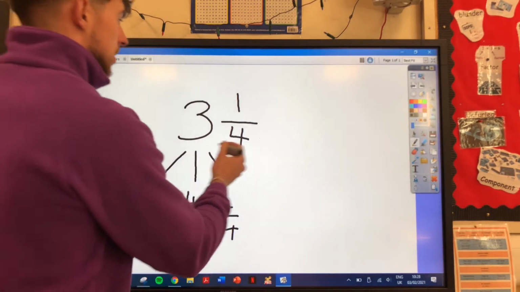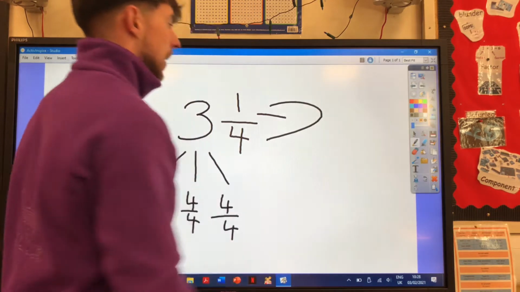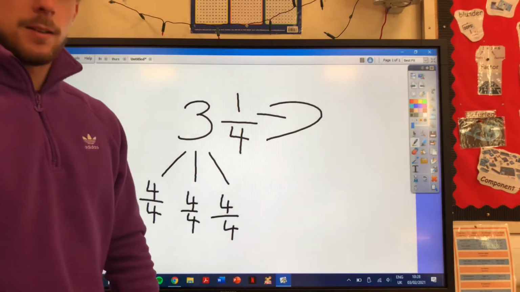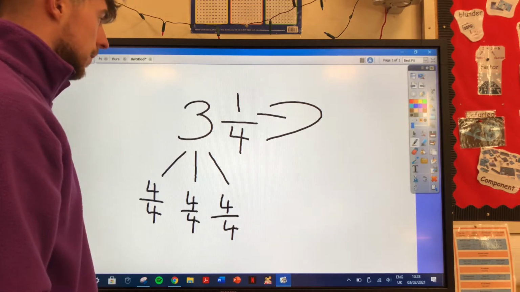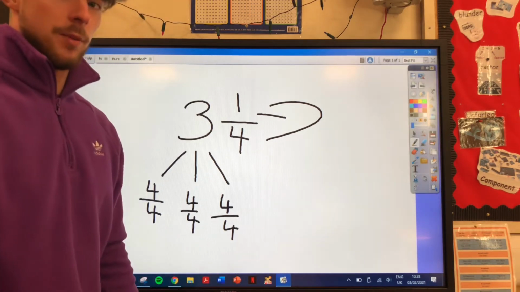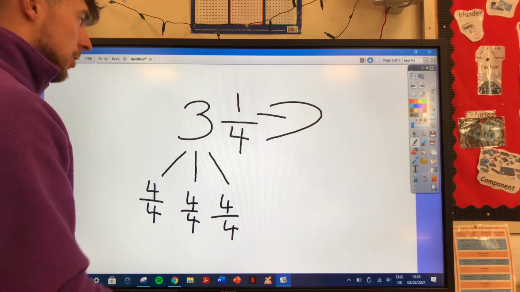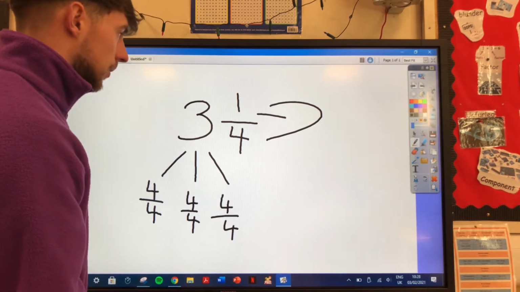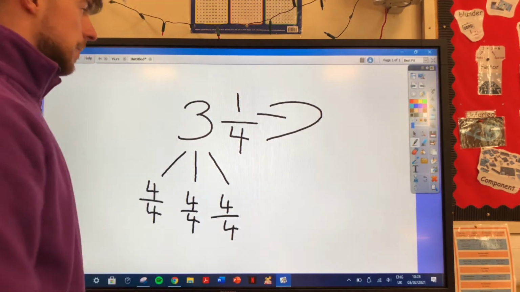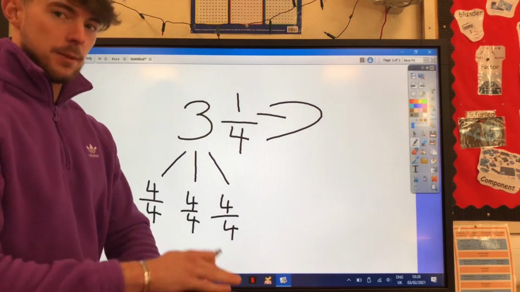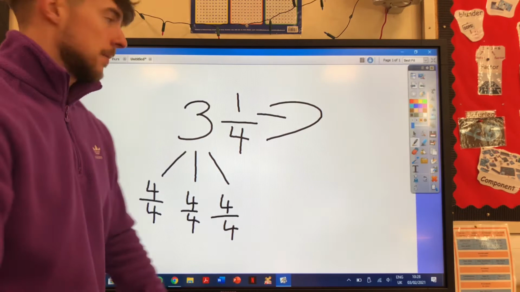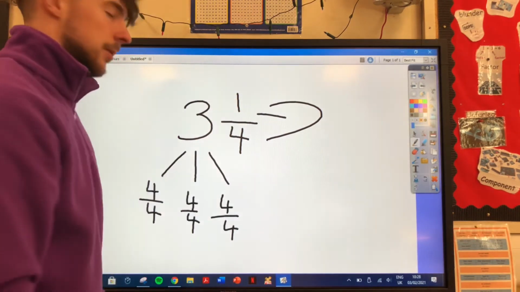So if we want to change this back into an improper fraction, sorry, what could we do? So we want to change it back into an improper fraction. We have to add on these 4s back into the fraction. So we know we keep the 4 at the bottom the same. The quarter at the bottom always stays the same, but we have to add on to the top, right?